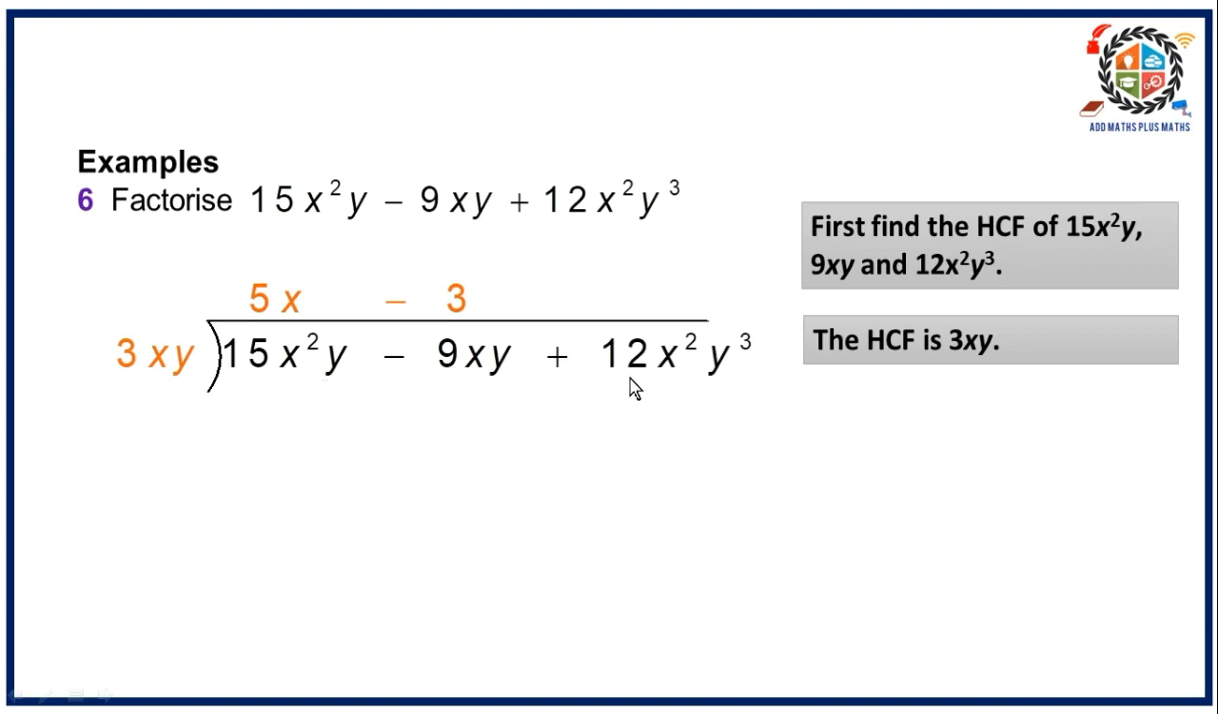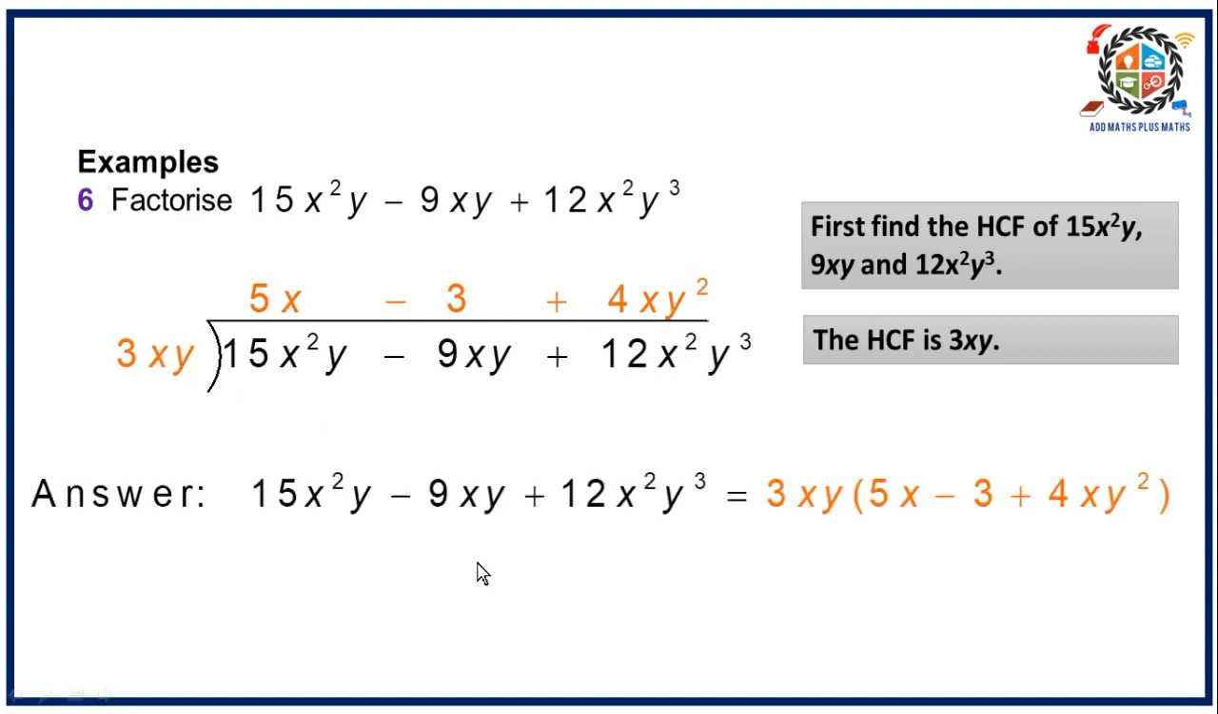Next, I have 12 divided by 3 is 4. X squared divided by x is x. Y cubed divided by y is y squared. So I'll have 4xy squared. So this one, 5x minus 3 plus 4xy squared will be inside the bracket and 3xy will be outside the bracket. So this is the answer.